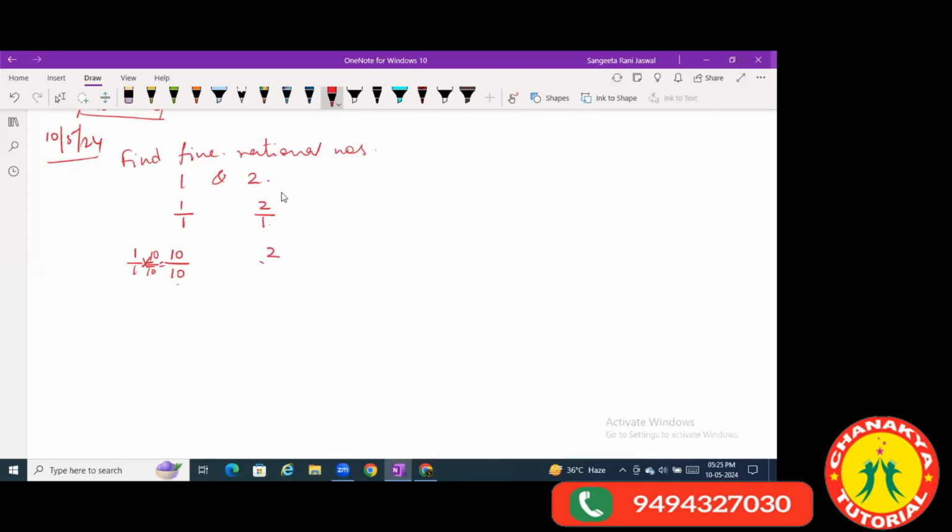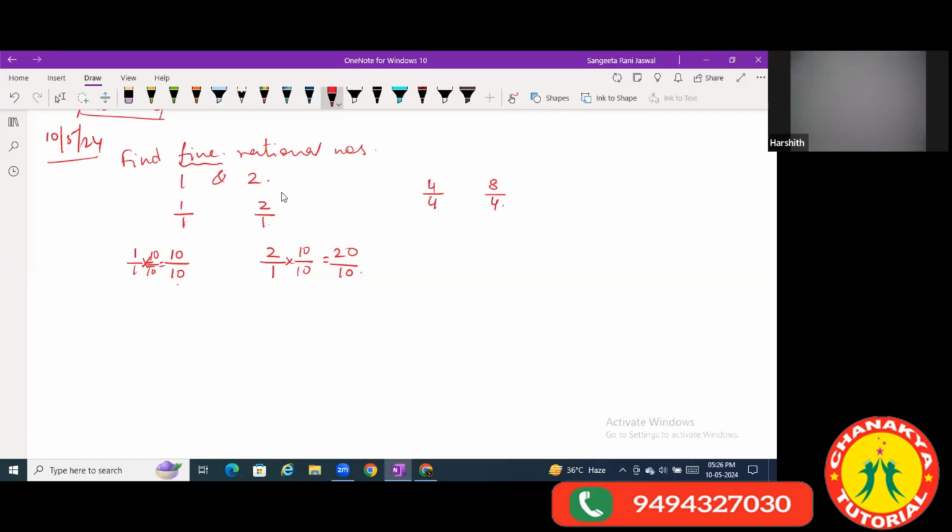And in the same way, if I multiply this also with 10, this becomes 20 by 10. Why have I taken 10? Because I want 5 rational numbers with me. I could have taken any number. It could have been 1 by 4, so it could have been 4 by 4 and this could have been 8 by 4.